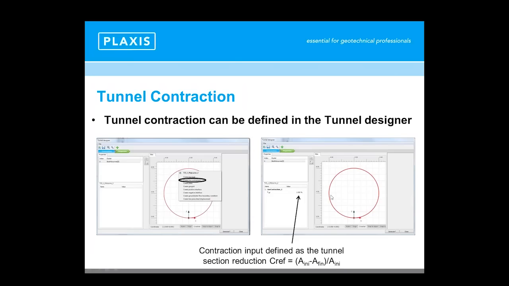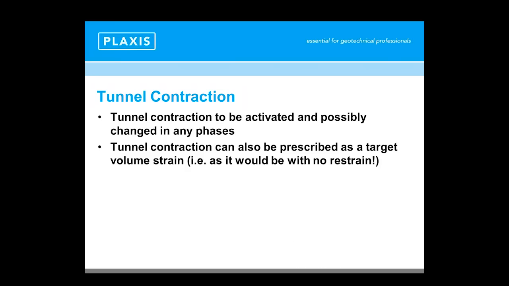This input will then be converted into an axisymmetric radial prescribed strain to the tunnel and then applied to your model in the corresponding phases. One should note at this stage that the tunnel contraction value that you have specified can be activated in any phase, but also changed in any phase. And alternatively, you could specify the tunnel contraction not as a prescribed strain onto the tunnel lining, but as a prescribed target volume strain onto the soil to be excavated.